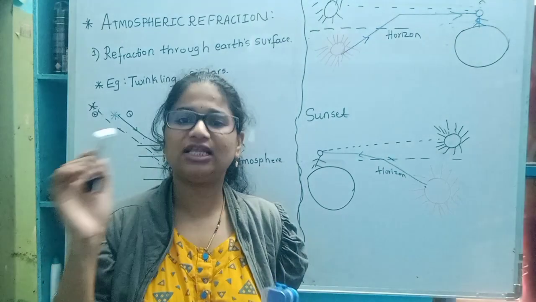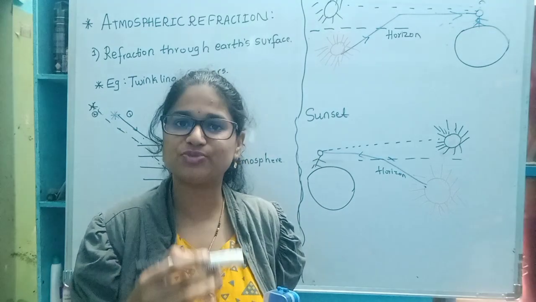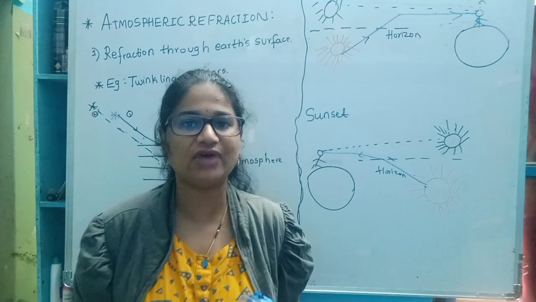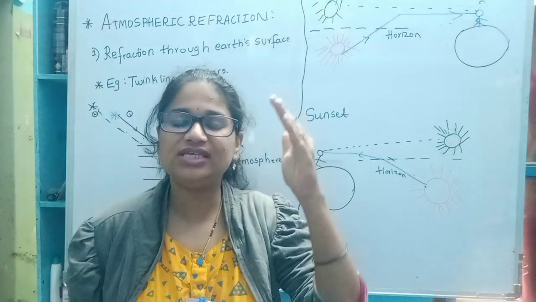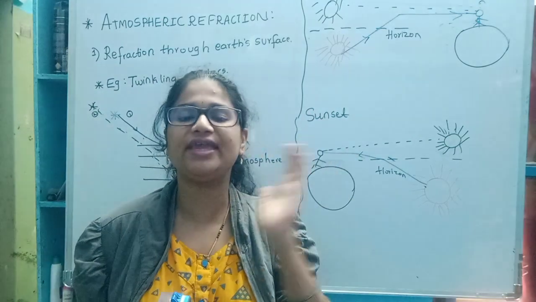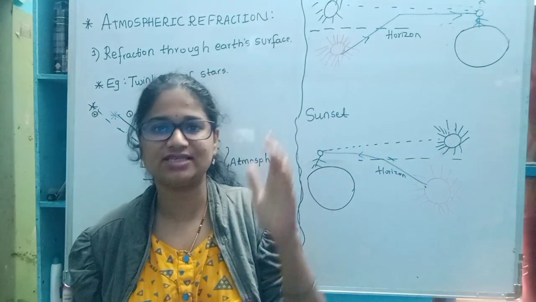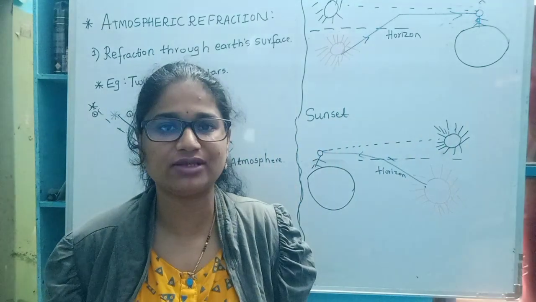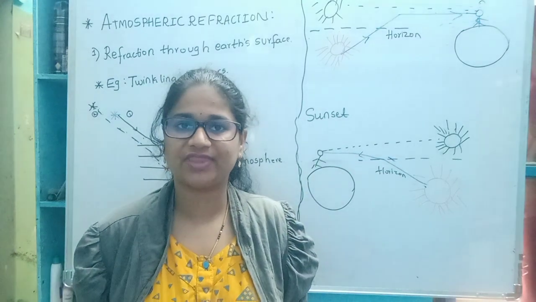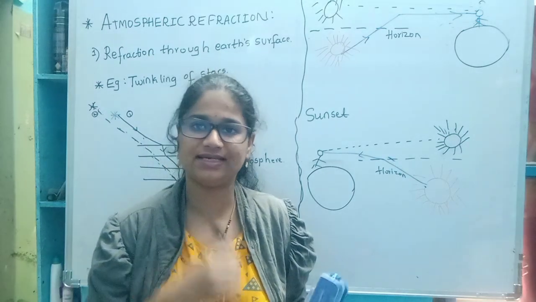And we know the atmosphere consists of different layers: the troposphere, mesosphere, thermosphere, as well as the stratosphere. These are the four layers of the atmosphere, right? These layers are denser compared to the space above. So when light travels from a rarer to a denser medium, it undergoes refraction. That refraction phenomenon can be seen in nature, and that is nothing but the twinkling of the stars. So how does it occur? Let us see.